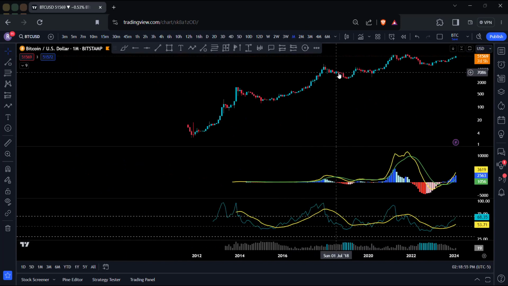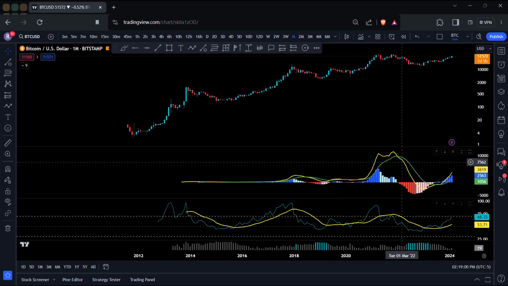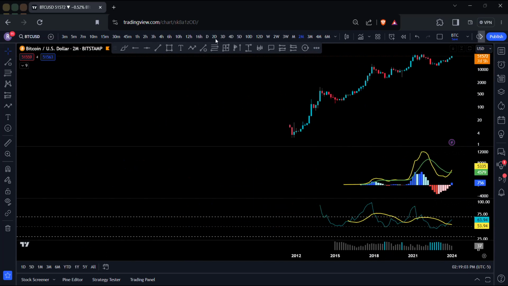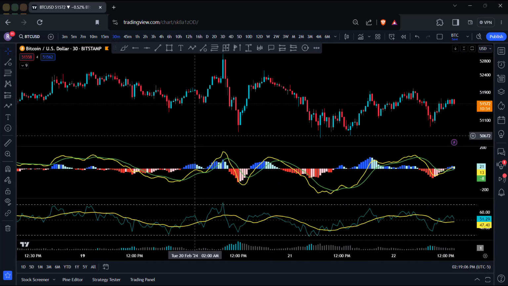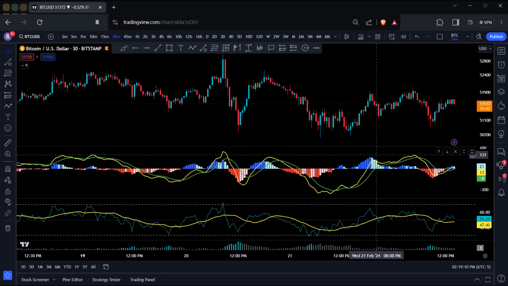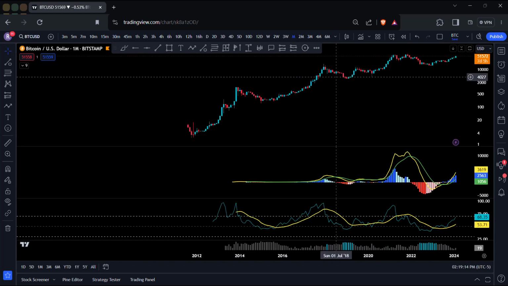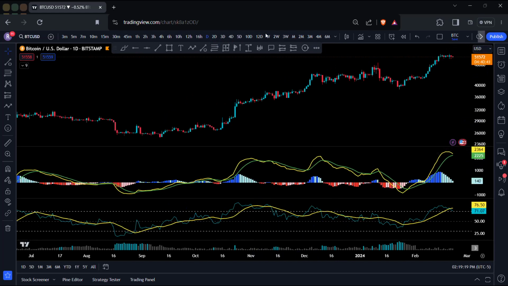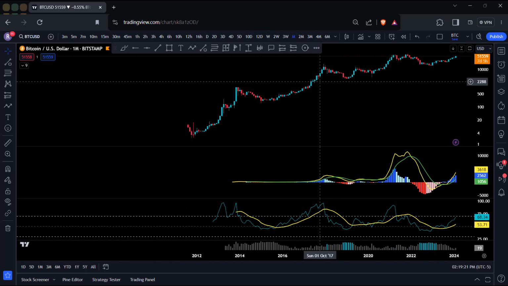Everything happens in waves. Everything. Regardless if it's a monthly, a 2-month, a daily, or a 30-minute, everything happens in waves. It's just the waves get longer on longer time frames, and the waves get shorter on shorter time frames. So I'm teaching you a process on this channel to look at a MACD to figure out momentum, to look at the RSI to figure out if you're overbought or oversold, right? Support, resistance, trend lines.